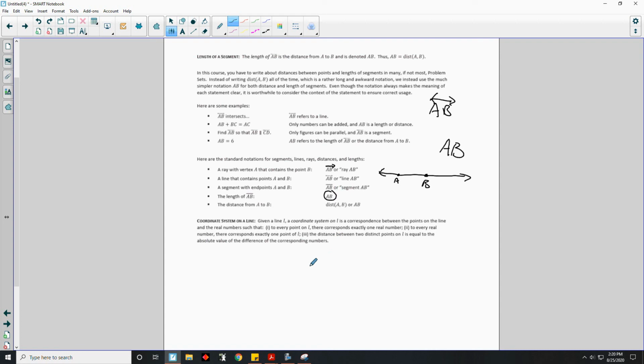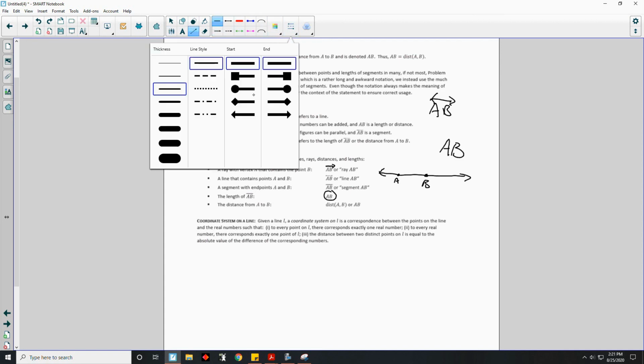All right, coordinate system on a line. Given a line L, a coordinate system on L is a correspondence between the points on the line and the real numbers such that 1, to every point on L, there corresponds exactly one real number, and 2, to every real number, there corresponds exactly 1 point of L. 3. The distance between two distinct points on L is equal to the absolute value of the difference of the corresponding numbers. So let me explain that. Let me draw a line.